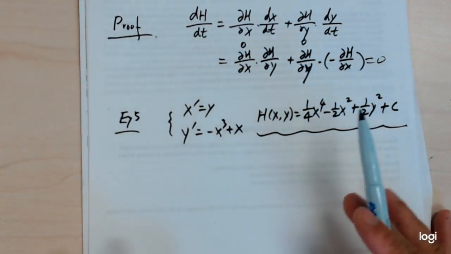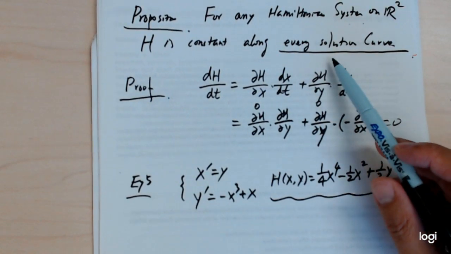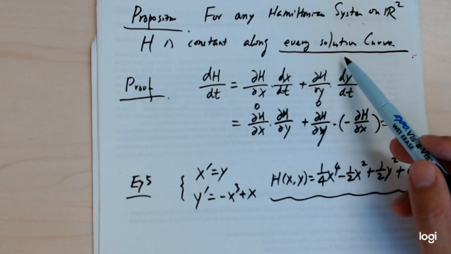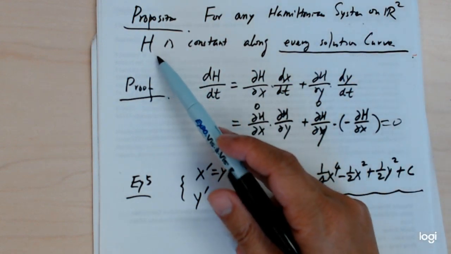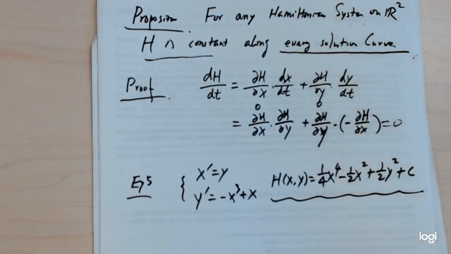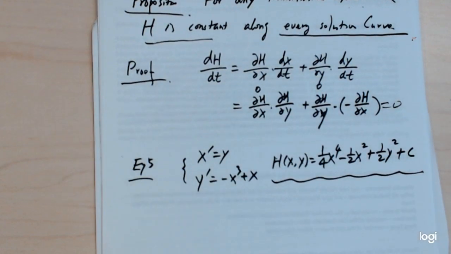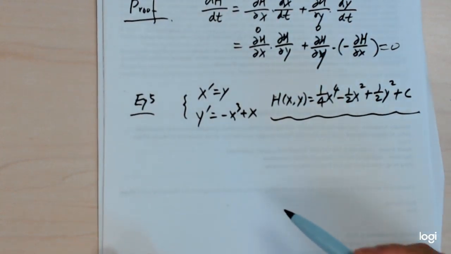H is a constant along every solution curve, okay? In other words, every solution curve will be the level curve for H. You know, H is a constant along every solution curve, so the solution curves will be its level curves, the same as the level curve.